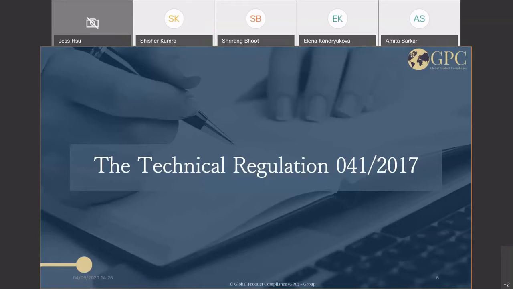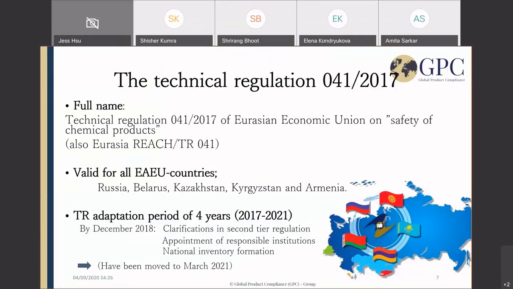So let's look more in detail at the Technical Regulation 041. The full name is the Technical Regulation 041/2017. 2017 stands for the year when it was adopted, and it's the regulation of the Eurasian Economic Union on safety of chemical products. Also pay attention that it is sometimes called Eurasia REACH or TR41, which are nicknames but not official names, since the official name is very long. So if you see Eurasia REACH, it refers to exactly the same regulation.